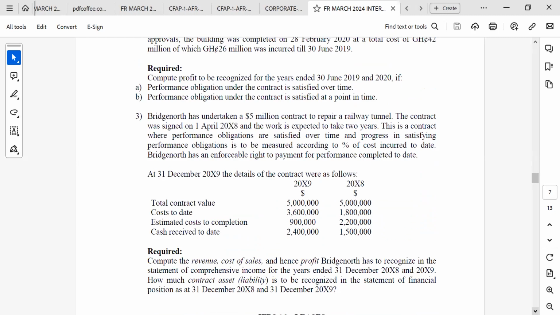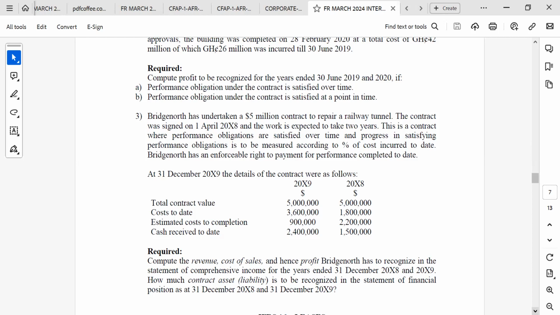Question 3. Bridge North has undertaken a $5 million contract to repair a railway tunnel. The contract was signed on 1 April 20X8 and the work is expected to take 2 years. This is a contract where performance obligations are satisfied over time, and progress in satisfying the performance obligation is to be measured according to the percentage of costs incurred to date. Bridge North has an enforceable right to payment for performance completed to date.